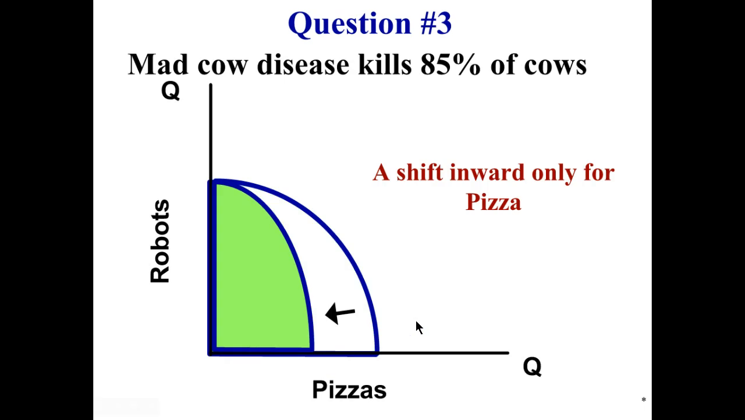For the third question, we had mad cow disease kills 85% of the cows. This might have been a little bit tricky, but you needed to take the leap that said that cows produce milk, milk produces cheese, cheese is used on pizzas, so therefore we had a reduction in our resources for pizzas. So you're going to see an inward shift for pizzas.